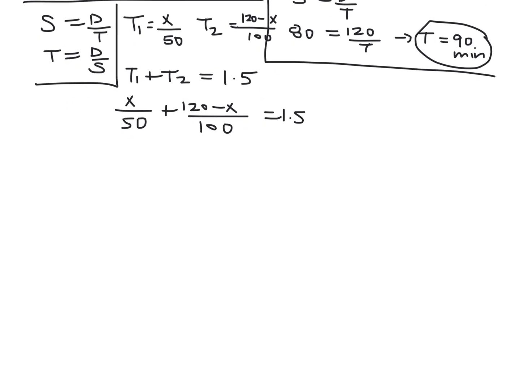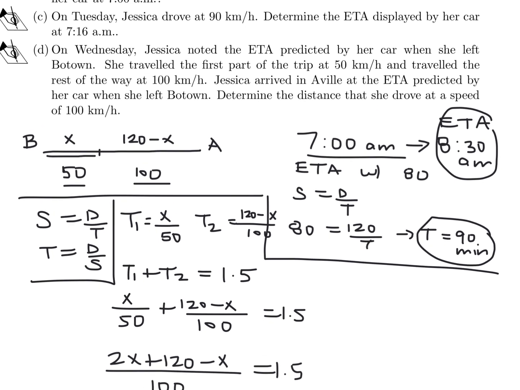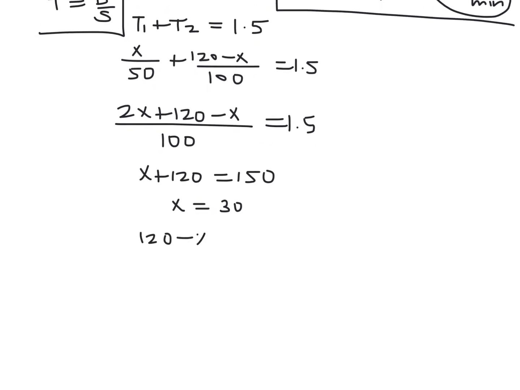And then now we just have to solve this algebra. So this will be 2x plus 120 minus x over 100 is equal to 1.5. That'll be x plus 120, and then this will be 150. So I believe x is 30. Oh, wait, hold on. x is 30. Yeah, x is 30. And what are they asking for again? Determine the distance that she drove at the speed of 100. So that's this guy. So 120 minus x is really what the question is asking. So 120 minus 30 is what we want, and therefore 90. So 90 kilometers is the answer to this question.